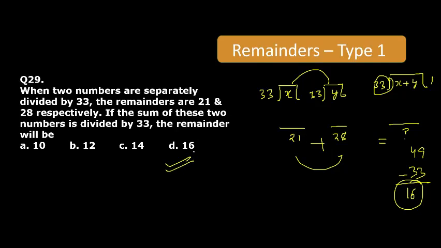It should be 16. So if your numbers are getting added, just add your remainders, but make sure it should be less than the divisor. Further divide it if it is more than the divisor, right? So I think the first type is clear to everyone. Now let's see the second type.